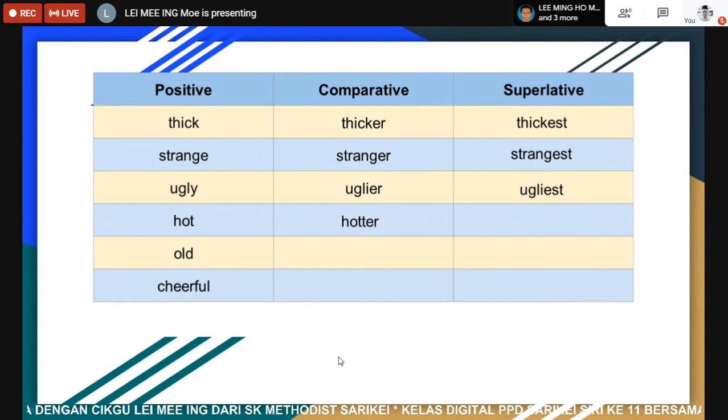So this one, hot, only one syllable. And we have CVC. So you need to double the consonant T and you plus ER. Becomes hotter. For superlative, it will be hottest. So you double the consonant T, you plus EST. Good. Now, old. How about old? What is the comparative form for old?